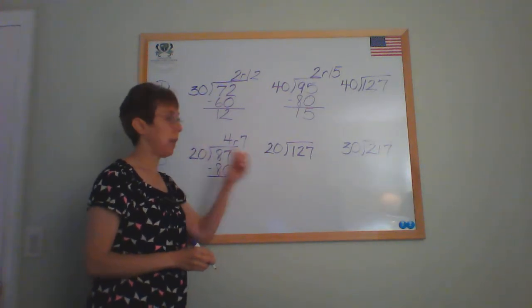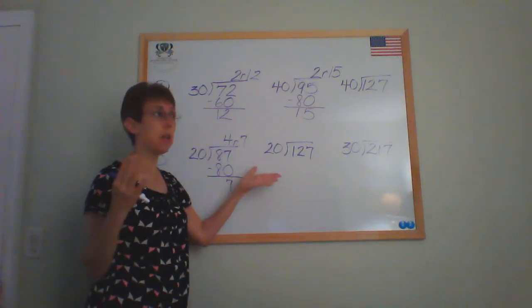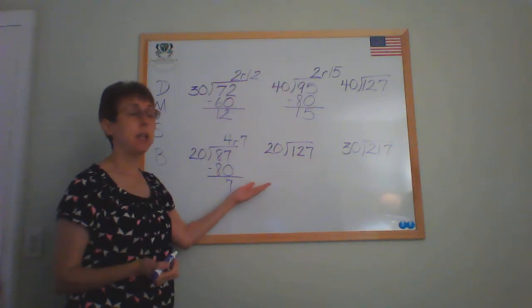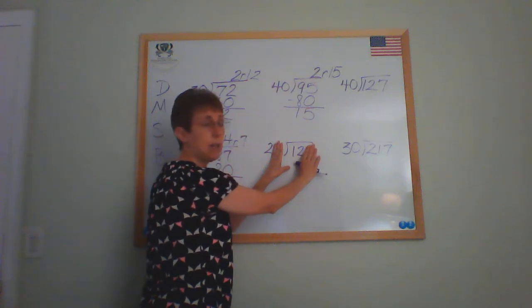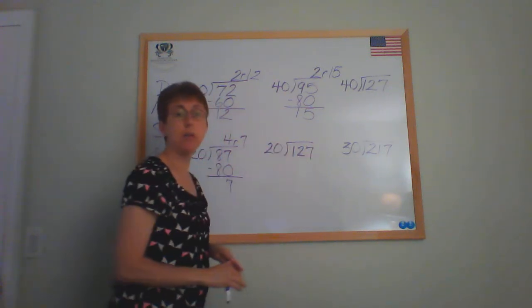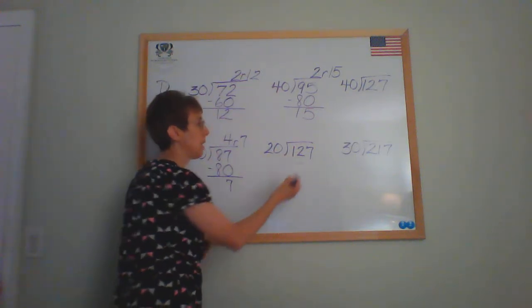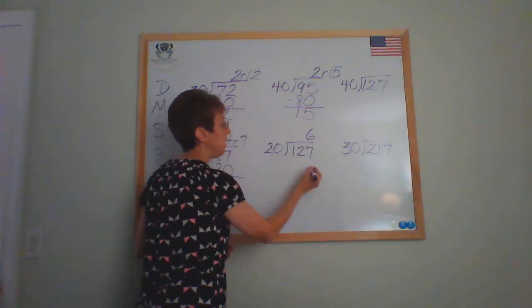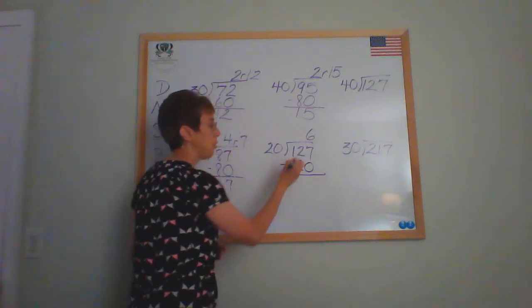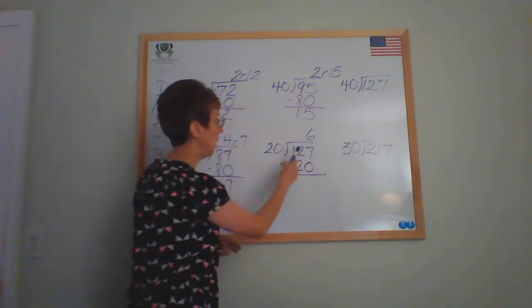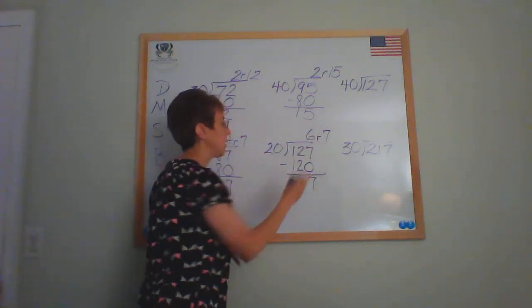127 divided by 20. Again, you may be able to figure that out on your own. 20 times what comes close to 127. But if not, then you can break it down and use a basic fact. And so here you have 12 divided by 2. 12 divided by 2 would be 6, so let's try 6 here. 6 times 0 equals 0. 6 times 2 equals 12. 127 minus 120, we get a remainder of 7. That's less than 20, so that's correct.